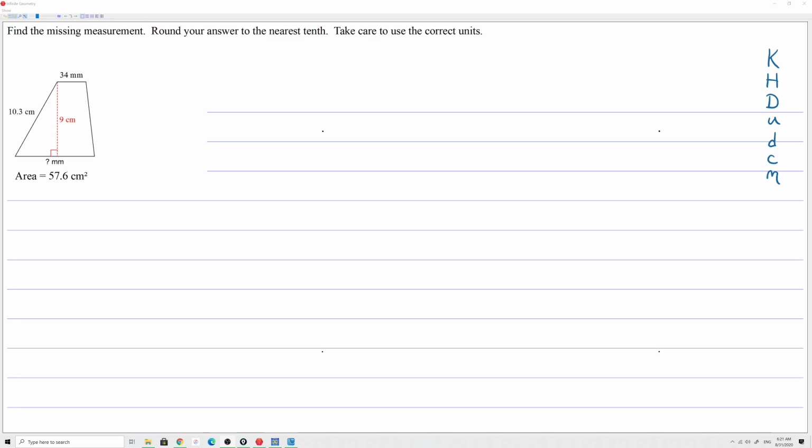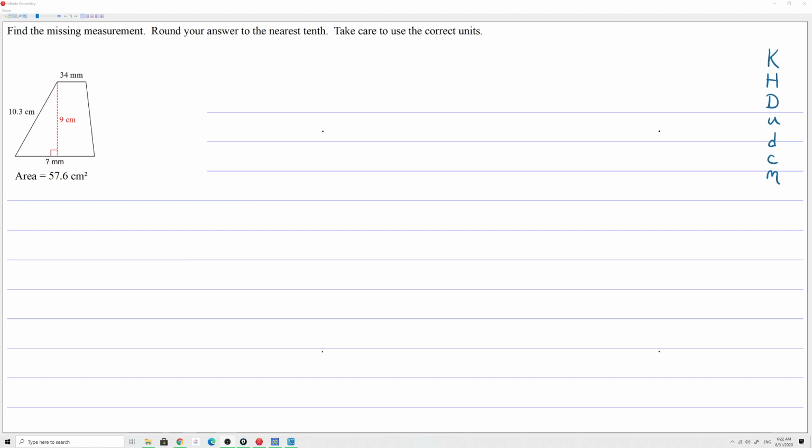Alright, in this video we're going to apply some algebra to the formula for the area of a trapezoid and also review some calculator skills. So in this problem you see that we have a trapezoid with several dimensions labeled. We also have the area is 57.6 square centimeters, and we're asked to find the unknown side. So we want to find this bottom base.